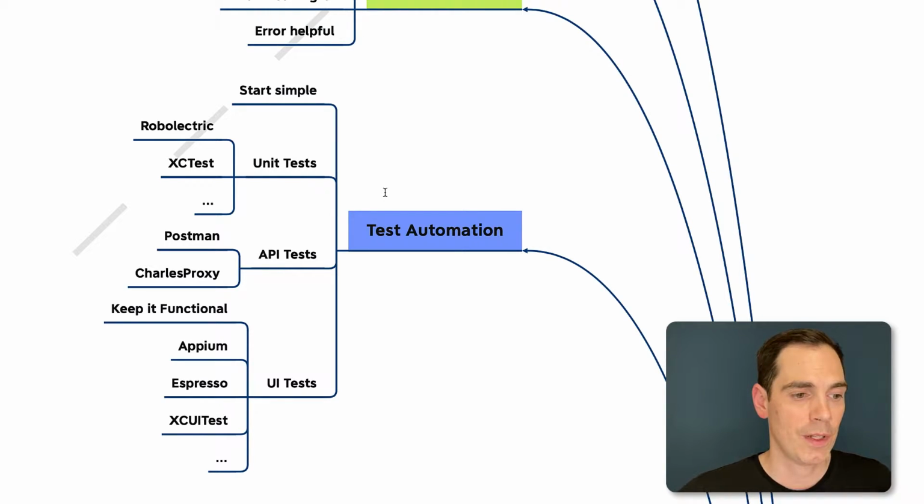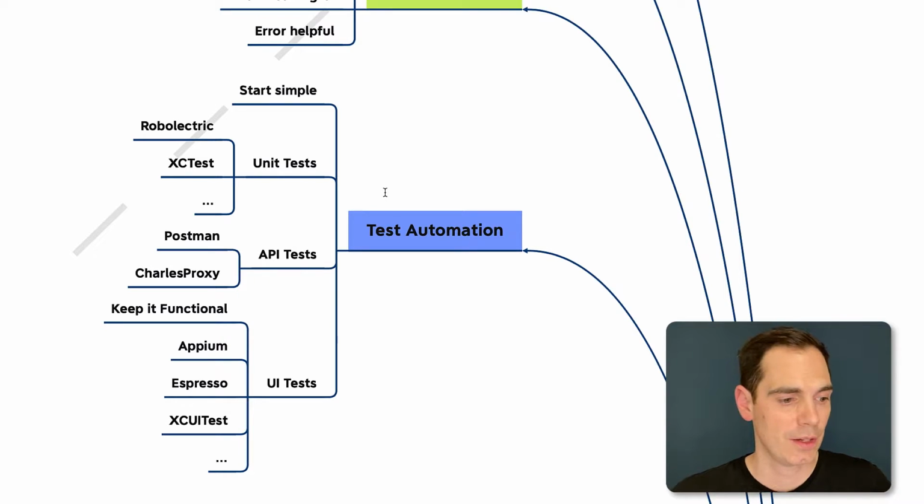I usually recommend to start simple, and this is also true for mobile. Start simple and focus on things that matter to you. Focus on the things that have a high impact on your customers and also a high impact on your business. And when you start simple, of course, you can use different tools on different layers. For unit tests, you can use Robolectric, XCTest, for example, and there are many other tools out there that you can use. You can also write API tests. You can use Postman, for example, or Charles Proxy in order to execute some tests against your API or to check the responses out there.